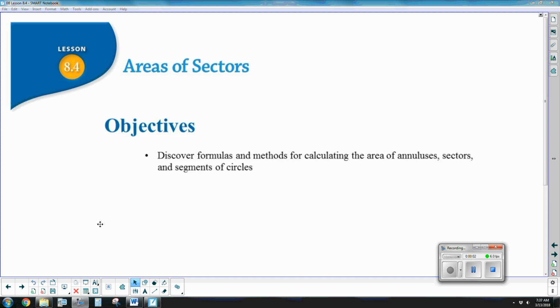Hi ladies, this is lesson 8.4 for geometry, and today we're going to look at areas of sections of a circle. So we've got a few key terms to define in this lesson, and we're going to look at some new formulas. We're going to derive some new formulas for calculating annuluses, sectors, and segments of circles. So not the entire circle like we did in the last lesson, but just pieces of the circle.